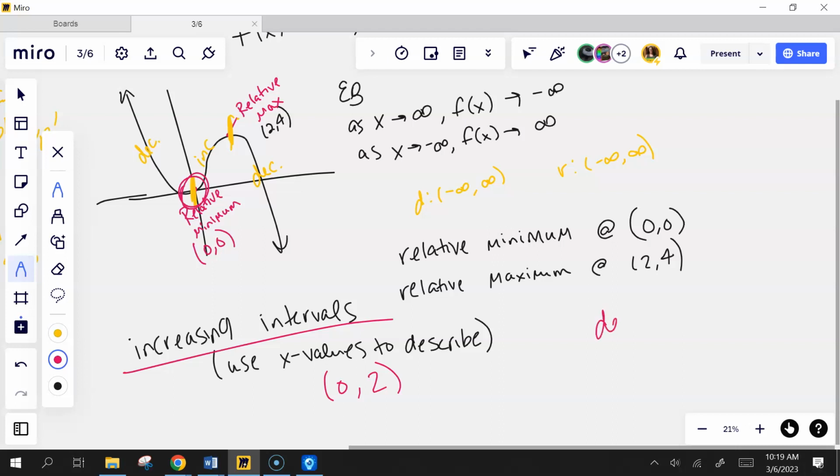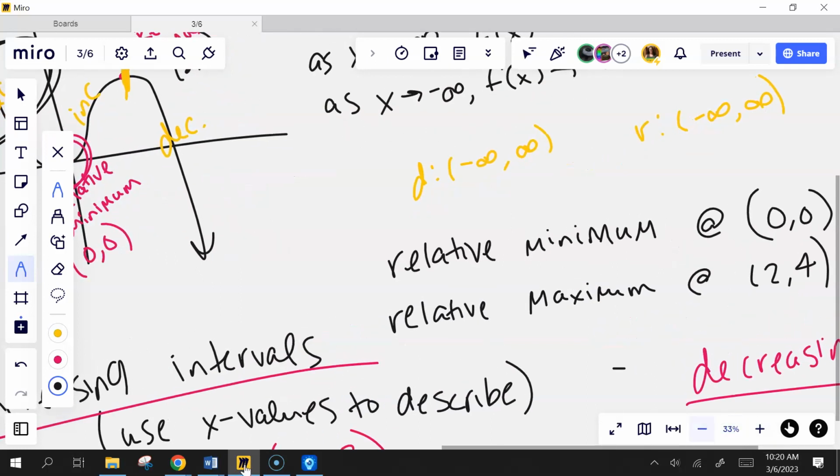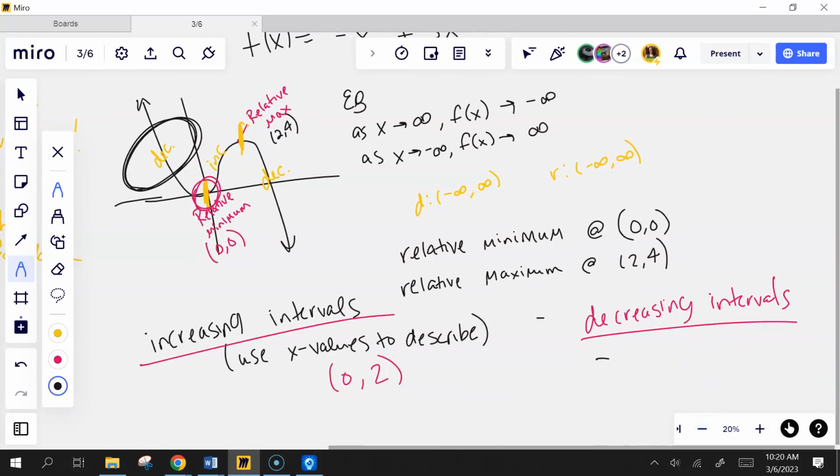How about the decreasing intervals? Keep it as the x. We always use x to describe. Negative infinity to 0. There we go. Remember x. That's exactly right. We're going to do this side, which is negative infinity, until I get to 0 and I stop. And then I join that with a union and I go from 2 to infinity.